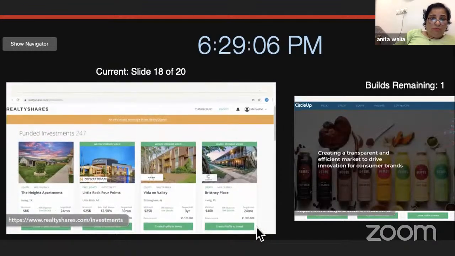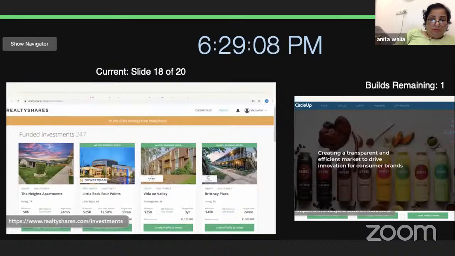The other platform is Reality Share. With Reality Share, you have to create an account. This also gives you a lot of investment opportunities. You can invest through their platform in hotels and apartments. Basically, they're focusing on retail real estate, and you can also invest in retail and industrial real estate applications. So Reality Share basically handles those kinds of things.